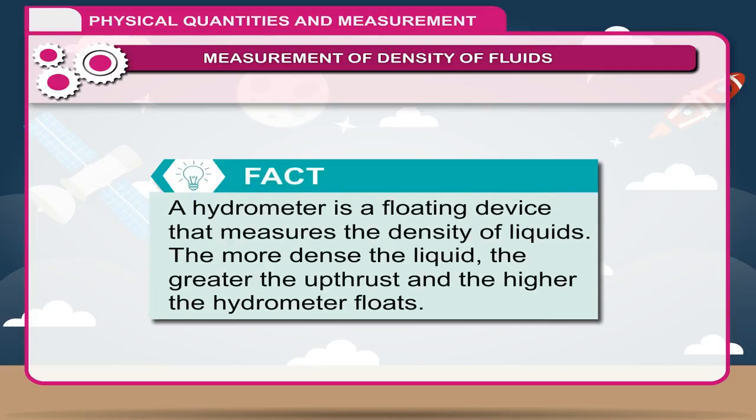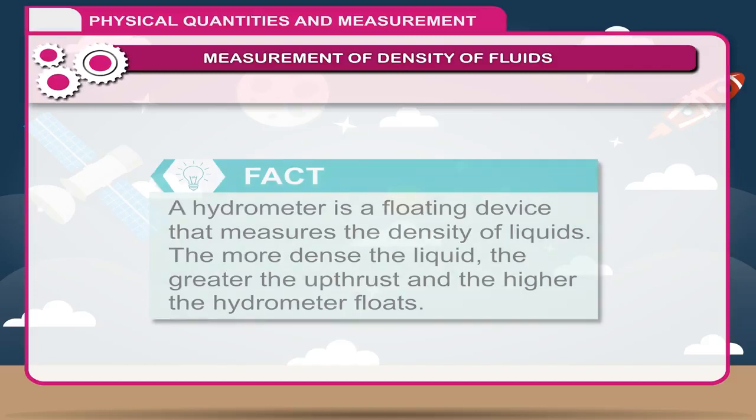Fact: a hydrometer is a floating device that measures the density of liquids. The more dense the liquid, the greater the upthrust and the higher the hydrometer floats.